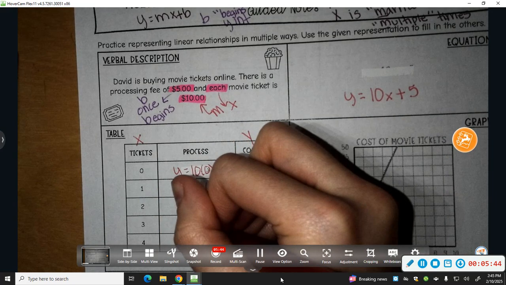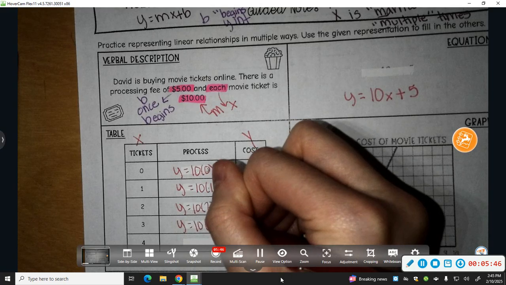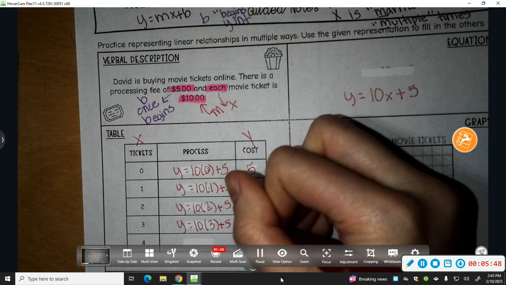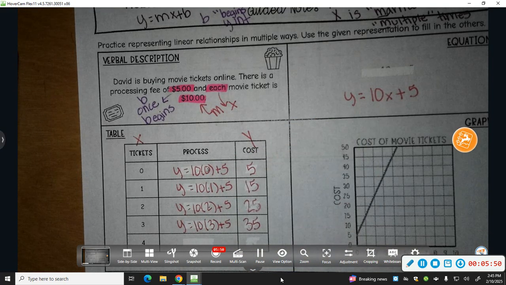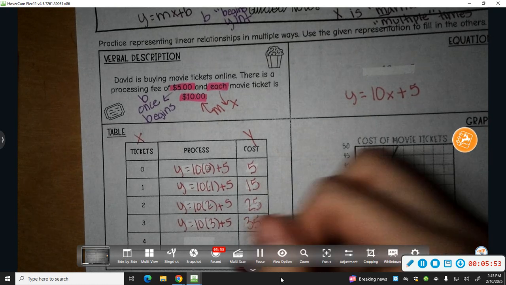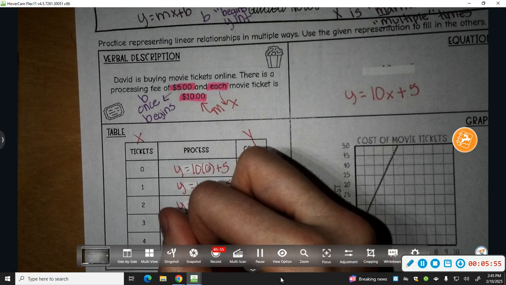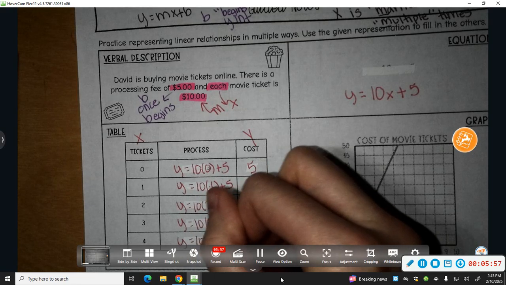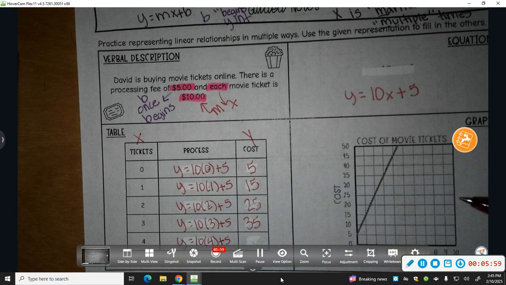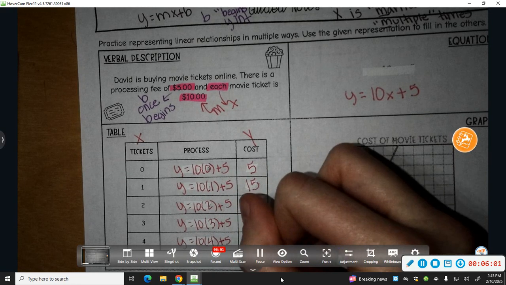For 3 tickets, y equals 10 times 3 plus 5. 10 times 3 is 30, plus 5 is 35. And for 4, I have y equals 10 times 4 plus 5. 10 times 4 is 40, plus 5 is 45.